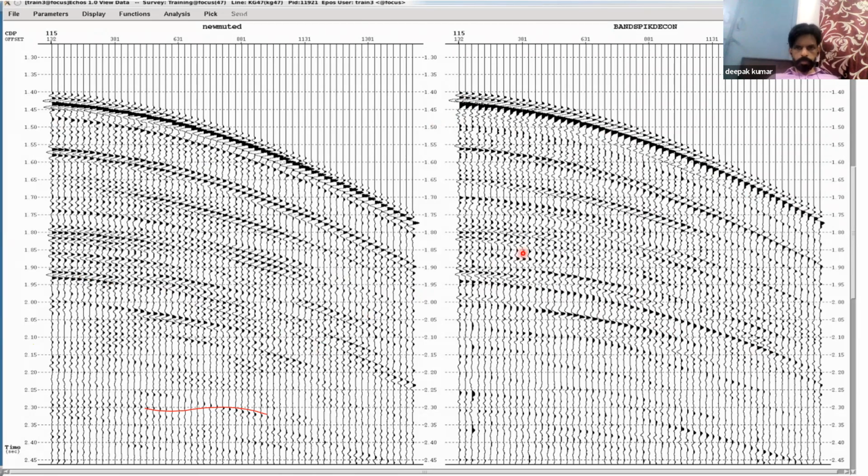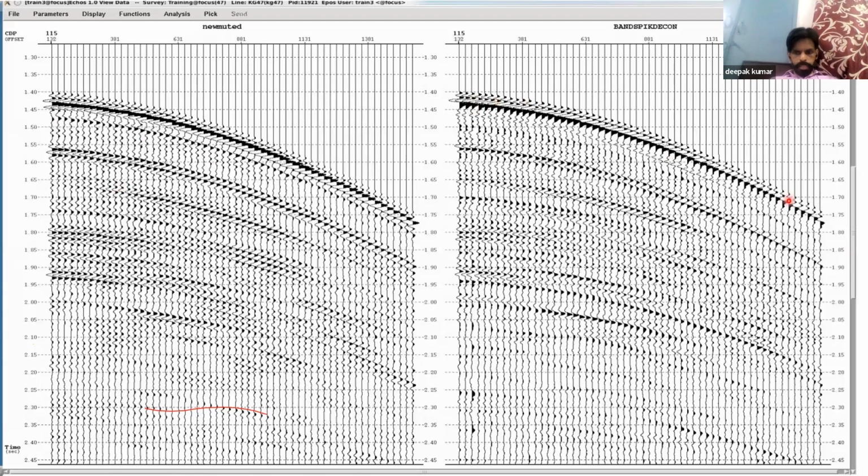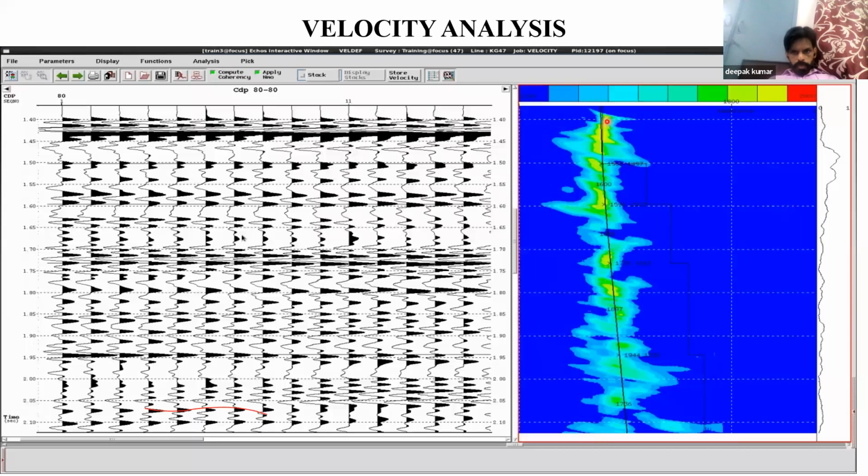And this is the velocity analysis. So my reflected data was like this, and then I picked the velocities. You can see here I have picked the maximum semblance. This is called the velocity semblance map. And you can see here the velocities are 1600 meters per second, 1500 meters per second, and so on, 1687, 1800, 1900, 2700, like this.